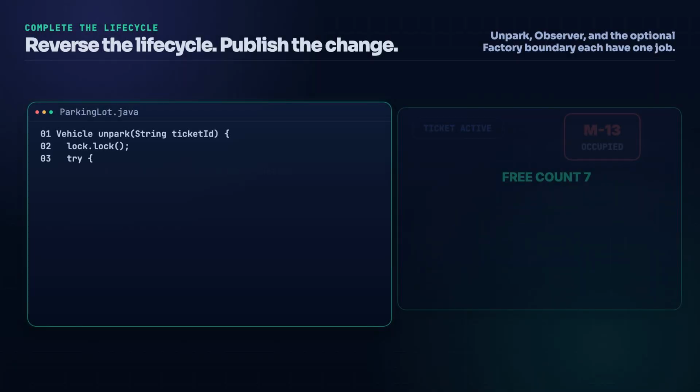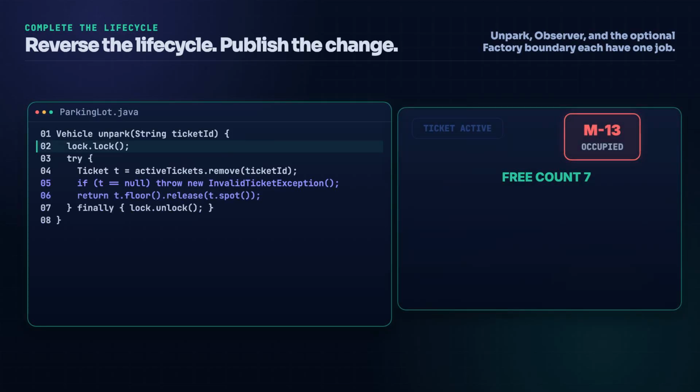The exit path is the reverse lifecycle. First, lock the lot. Remove the ticket from the active map. If no active ticket exists, reject the request. Ask the ticket's floor to release the ticket spot. The occupant leaves. The medium count increases. Because the ticket was removed, it cannot be used a second time. In the finally block, always unlock.